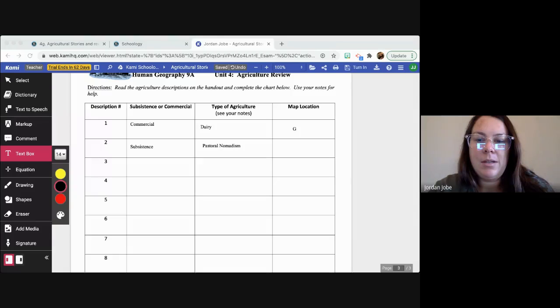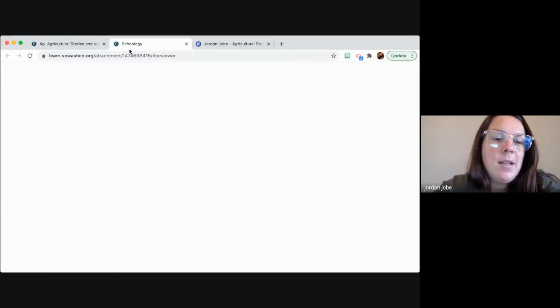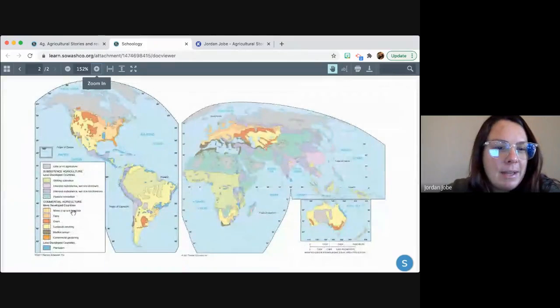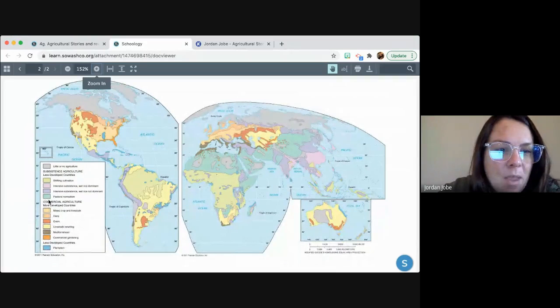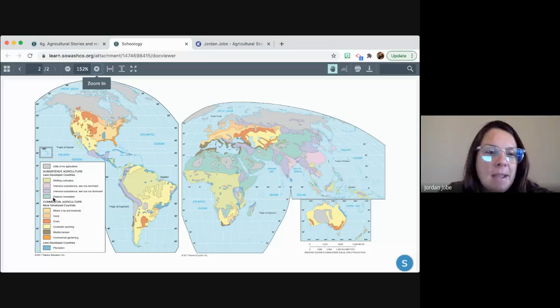And then if we take a look at our map, okay, so pastoral nomadism is this aqua-y greenish color. Okay, so we see this color across northern Africa, throughout the Middle East, and then through the north central region in Asia.